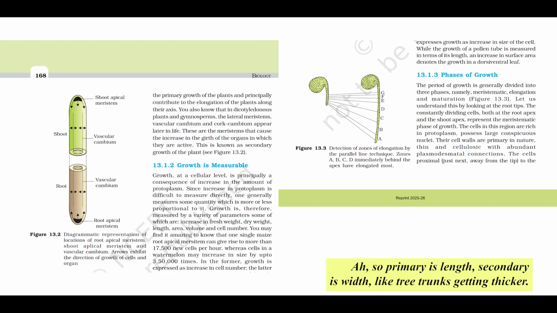So primary is length, secondary is width, like tree trunks getting thicker. Perfect analogy. Primary growth builds length, secondary growth builds width and strength. If you picture those diagrams, maybe like figure 13.2 in your NCERT textbook, you can see where these different meristems are located. Okay, that distinction between primary and secondary growth is clear. But how do we actually measure this growth? Is it just using a ruler? Or are there different ways, especially considering cell division versus cell enlargement? And are there any really impressive examples?